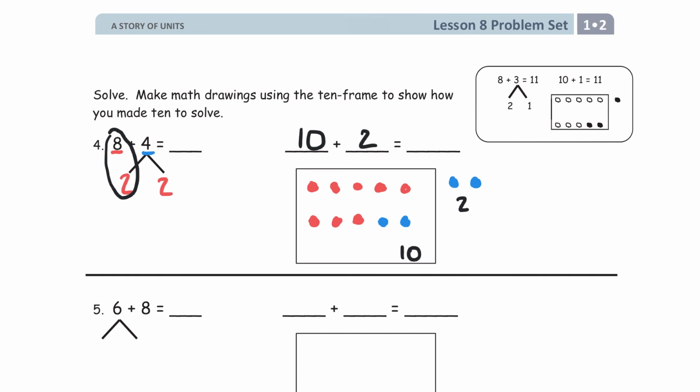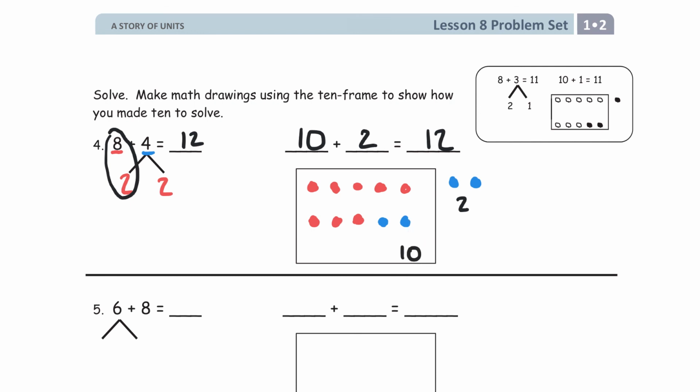So 2. 10 plus 2 is, that's right, 12. And we're also going to plug in that 12 over here as well. Because remember, 8 plus 4 is 12. We didn't change our total amount of dots. We just changed how we arranged them to add them up.